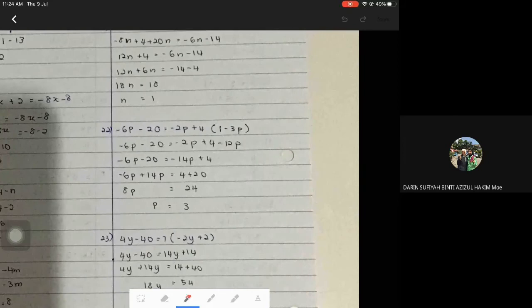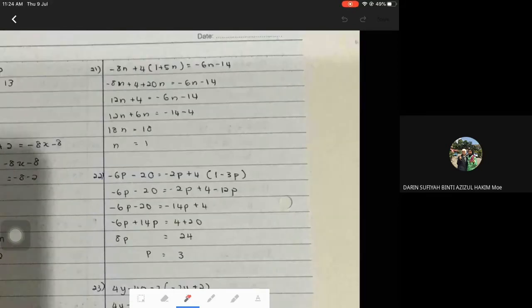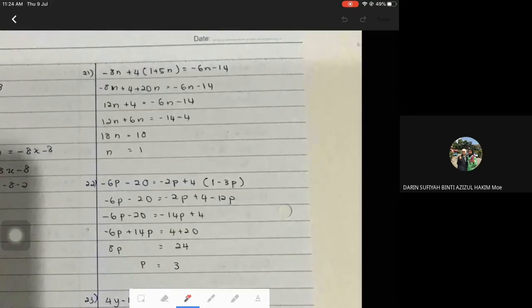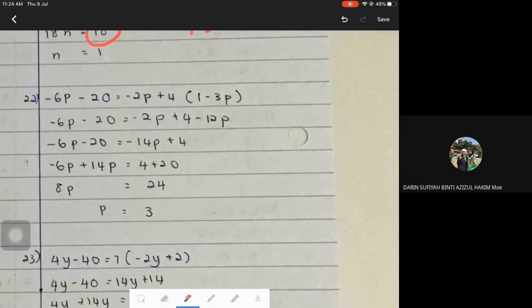Bayangnya. Okay, Darin buat. Betul tak Darin buat ni? Tengok. Yang number 21 tadi. 22. Negative 6p minus 20 equals to negative 2p plus 4 bracket 1 minus 3p. So you have bracket here. Open bracket first. So 4 times 1 is 4. 4 times negative 3p is negative 12p. Okay, correct. Opening bracket, correct.